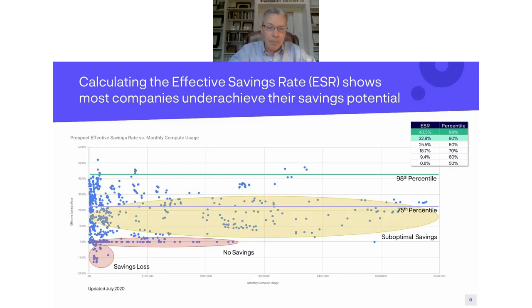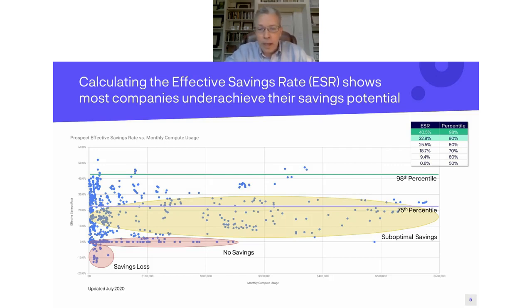This next bubble, titled no savings, are folks that are either just foregoing the use of these financial instruments altogether, or they're using them in such a sparse way that any suboptimization that's happening in their use of these instruments is effectively washing out. So they're paying the on-demand rate for all intents and purposes.